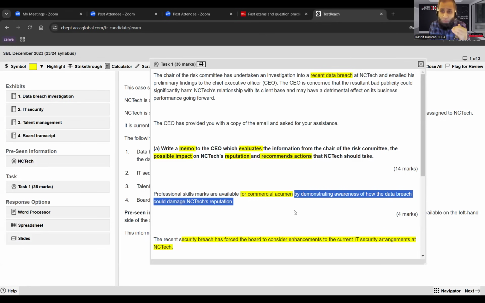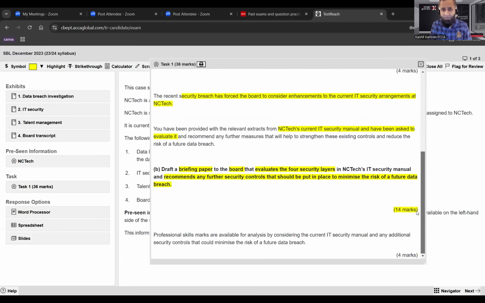So how would you go about commercial acumen? Not with the definition you learned from the book, but by looking at the statement of the examiner: by demonstrating awareness of how the data breach could affect reputation. So any student who demonstrates that awareness, or writes about the reputation in the answer and how it will be affected, you're scoring marks. Same goes with every skill.